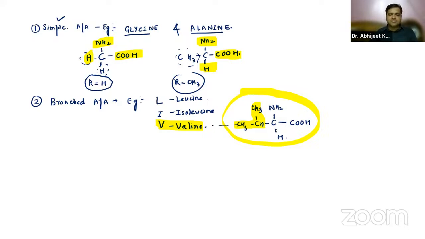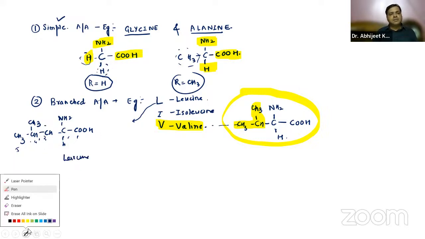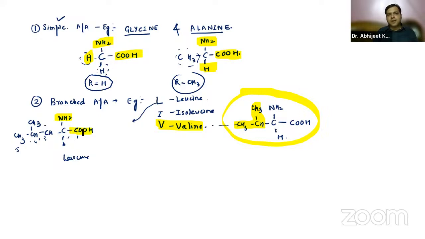Similarly, we have leucine also. In leucine, again, one chain will be extra. Okay, I will draw it for you just to make you understand. We have one more carbon extra over here. So we have 1, 2, 3, 4, 5 carbons over here. So this structure is leucine. The other things are the same: the amino group, carboxylic acid, and the hydrogen. The R chain is this.